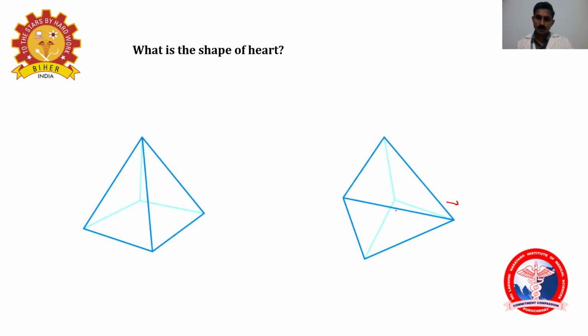So this is the apex of the heart, which is pointing towards the left side, and this is the base of the heart, which is pointing towards the right side. So this is a pyramid which is lying on the left side. And this is the pointing of the heart towards the left side.